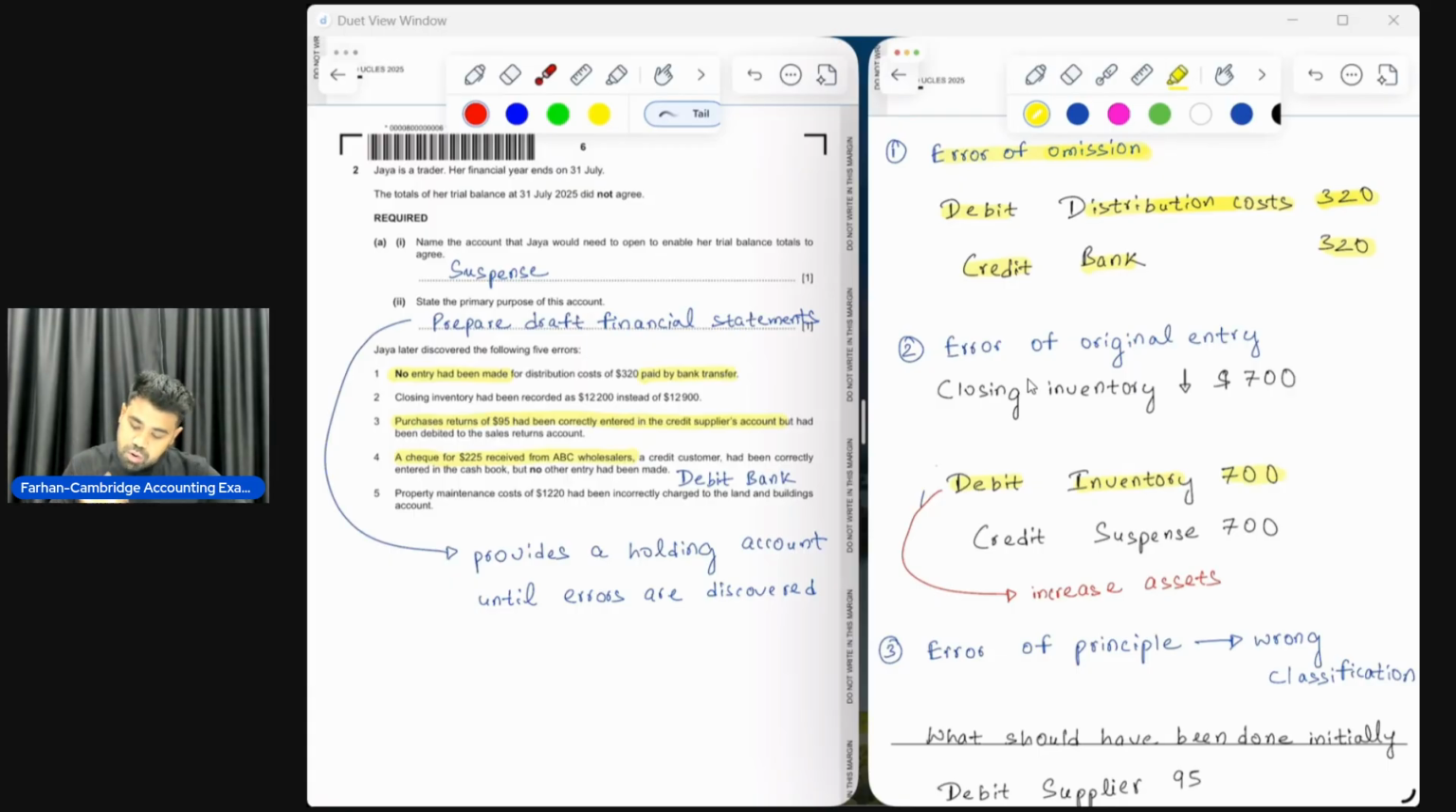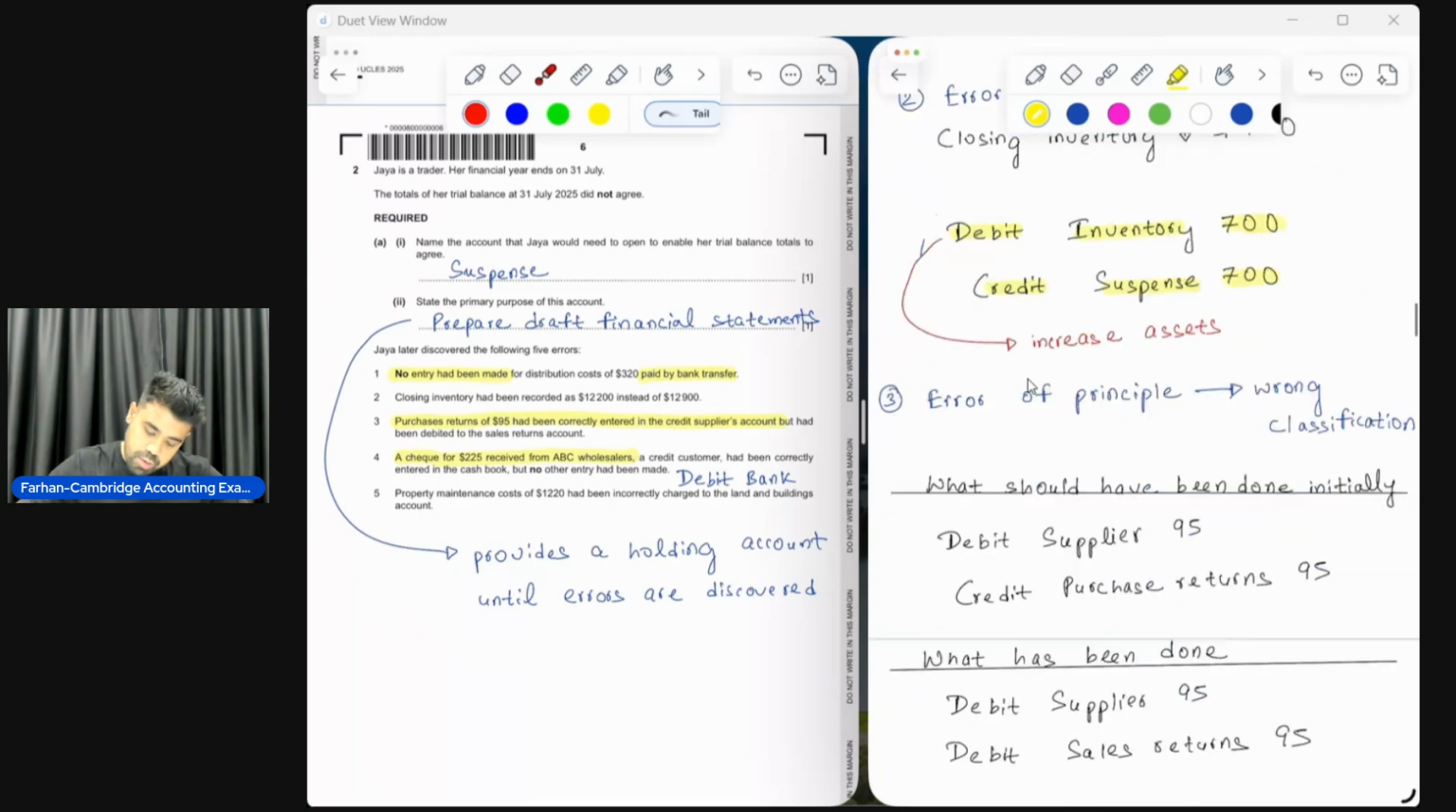Simultaneously, we would be crediting the suspense account by $700 to come in and fill in the difference, all right? Because there are no other accounts that we can input in place of suspense. So we will bring in suspense to fill in the balance that is remaining on the credit side. So we credit the suspense account by $700, okay? Now let's go through the third error.